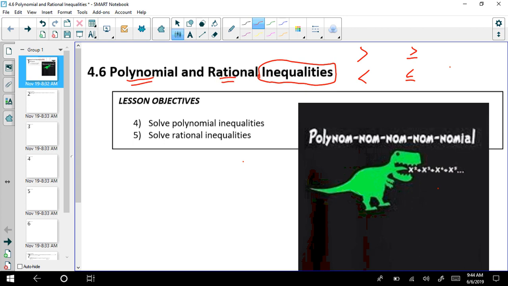So remember, rational functions can be written as fractions. They will have variables in the denominator. Polynomials will be something like x to the fourth plus 5x cubed plus dot, dot, dot. So our two objectives are to solve polynomial inequalities and solve rational inequalities.